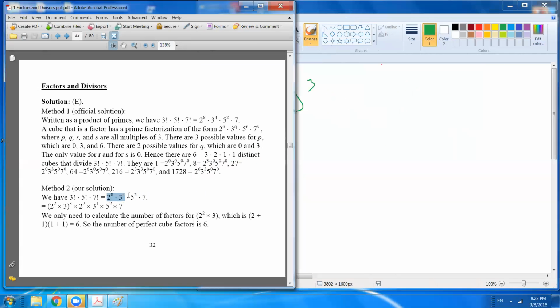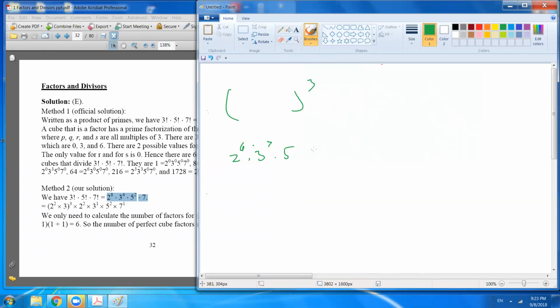5, you see here? Get that. And now we write 2 power 2, right? And 3 power 1. 5 power 2. 7 left, right? You see? Can we do that?